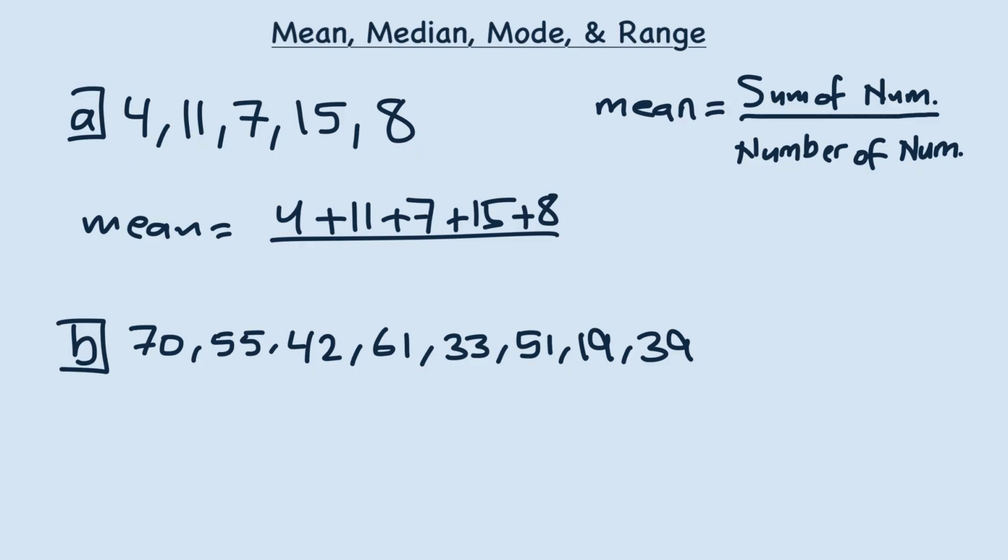Now we should count how many numbers we have here. We have 1, 2, 3, 4, and 5. So simply divided by 5. Using the calculator, we get 9.